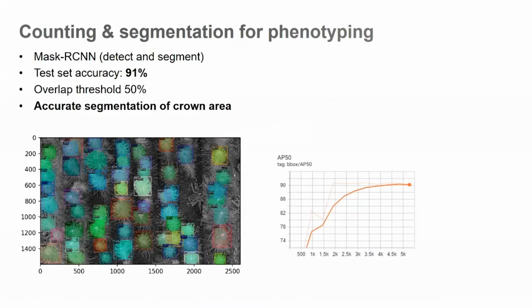Once again, small training data set, but most of the seedlings are identified with high confidence, and the key crown area that we're interested in for phenotyping was accurately segmented out by the mask RCNN algorithm.